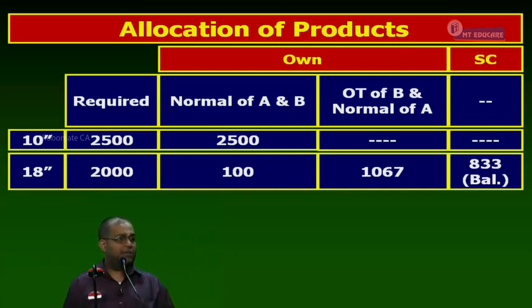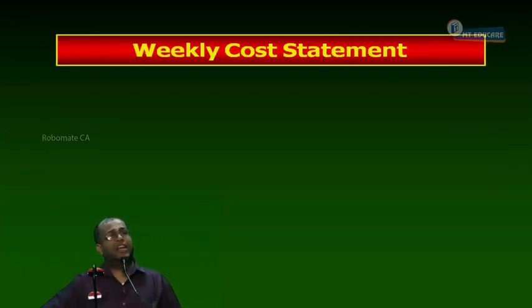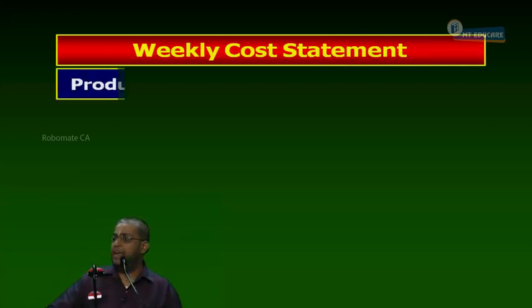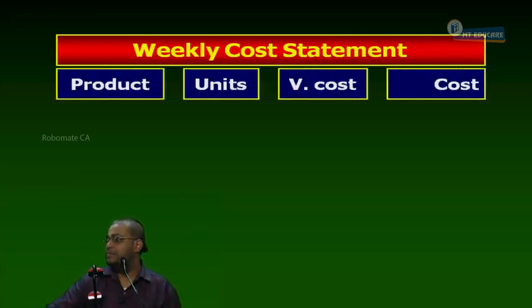Now they ask you the weekly cost. The question asks you for the weekly cost, so we should complete the answer. The decision is over. Now I have to only do the clerical calculations. Last step, step 8. Weekly cost statement. Product, units, variable cost and then cost.